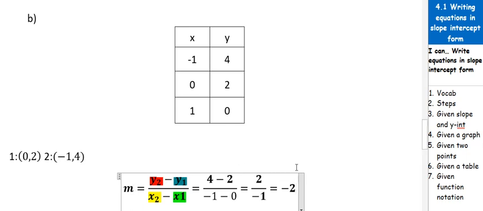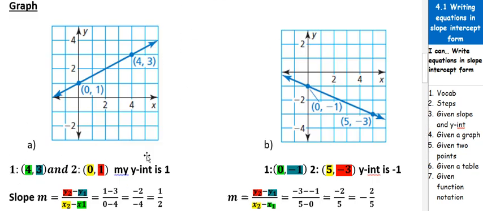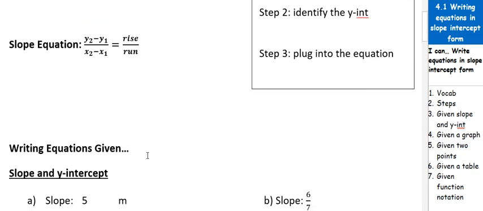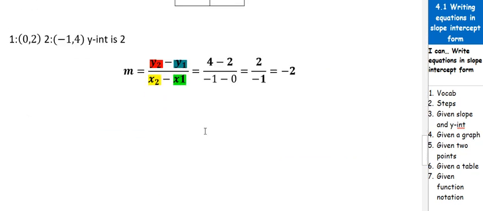This is my m. Now when I look at this, I'm looking for the x value of 0. I have an x value 0 right here. That means that this must be my y-int. Now following my steps, the next thing I'm going to do is plug it into my equation. Y equals mx plus b.